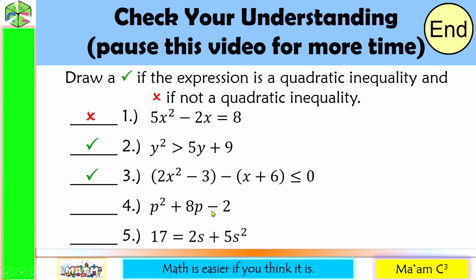The highest exponent of the variable is 2, this is quadratic, but I do not see an inequality symbol, so this is not a quadratic inequality. Last one, the highest exponent of the variable is 2, so this is quadratic. But I have here an equal sign, so this is not a quadratic inequality.